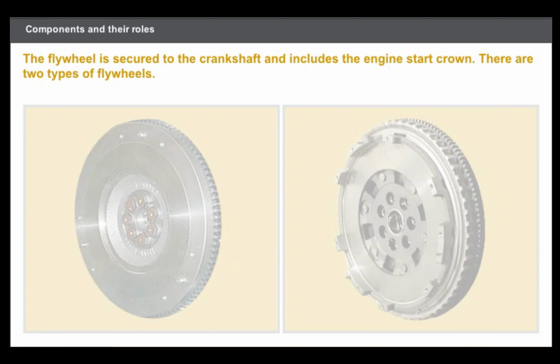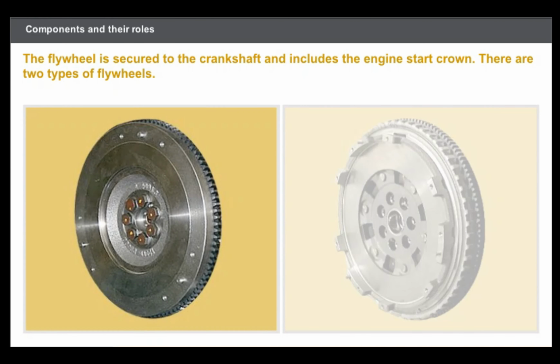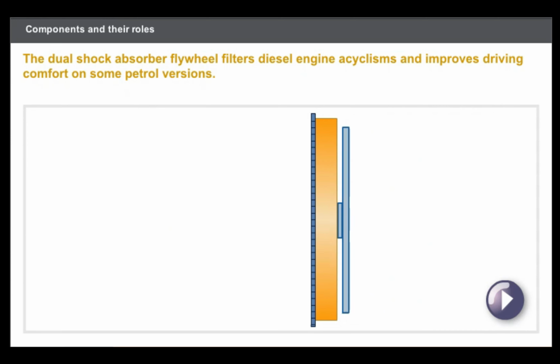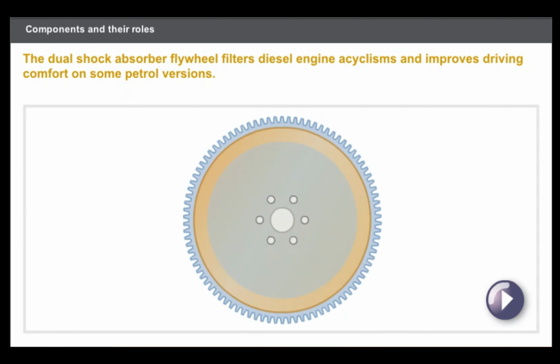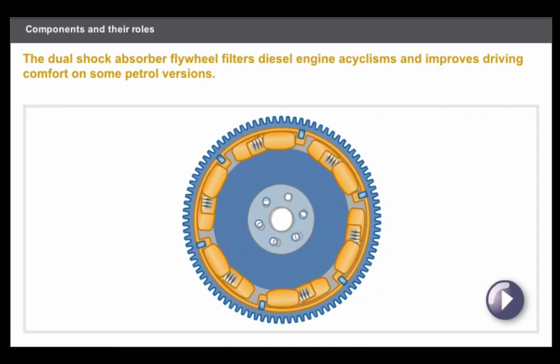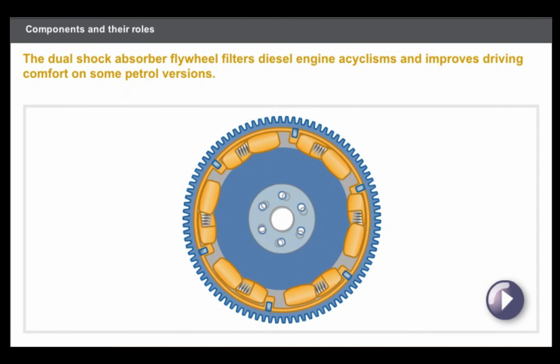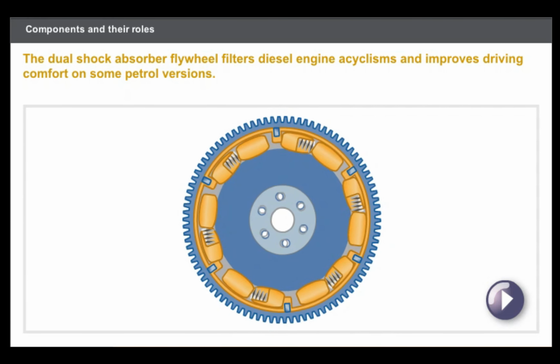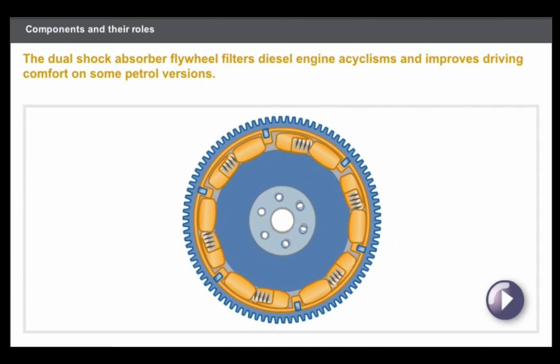There are two types of flywheels: single flywheels and dual shock absorber flywheels. The dual shock absorber flywheel is composed of two flywheels that are connected to each other by their center. With the help of springs, the two flywheels absorb engine torque variations via the rotation of one flywheel with regard to the other.